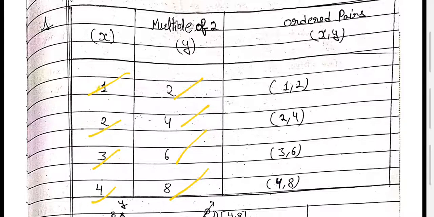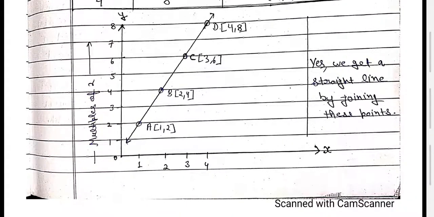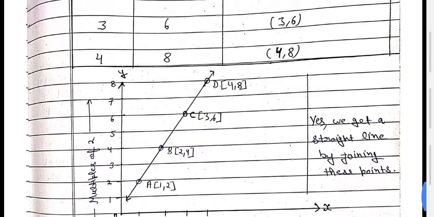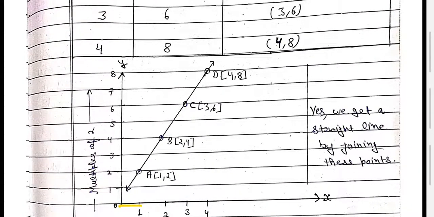Now what are the points? The points will become (1, 2), (2, 4), (3, 6), and (4, 8). Similarly you have to plot these on a graph by drawing the x axis and y axis. What is the first point? The first point is (1, 2). So go to 1 on the x axis and 2 on the y axis, then (2, 4), then (3, 6), and then (4, 8).